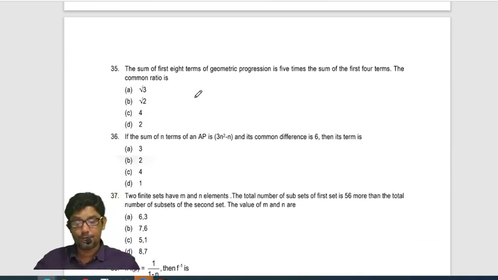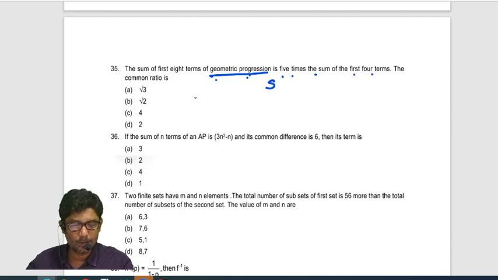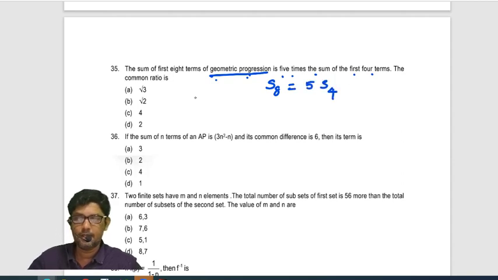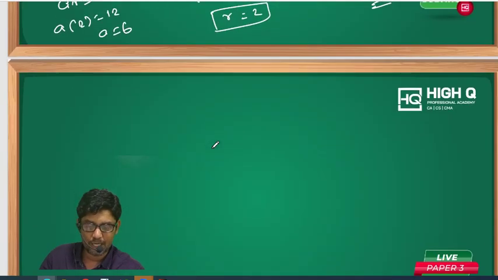Next one. The sum of the first 8 terms of a geometric progression is 5 times the sum of the first 4 terms. I would like to give you one trick here. I think you know it, but still, allow me to explain. Look at this. Is that right, my dear? Sum of 8 terms is equal to 5 times sum of 4 terms. It's a geometric progression. Guys, you know the trick, but allow me to explain it.